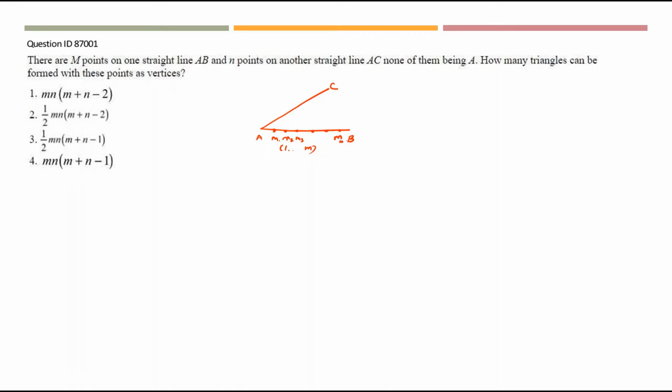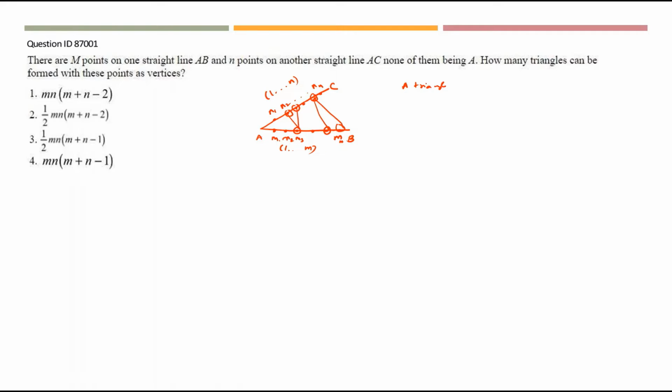And if you take the other line AC, there are n number of points. We'll name them as N1, N2. So the count will be 1 to n. Now the question is, how many triangles can be formed with these points as vertices? If you take 2 points from AC and 1 point from AB, you can form a triangle here. And when you take 2 points from AB and 1 point from AC, you can form a triangle here.